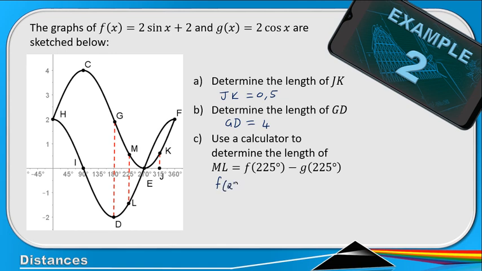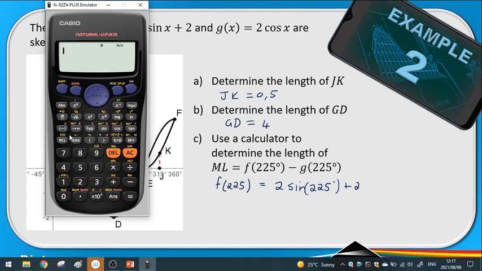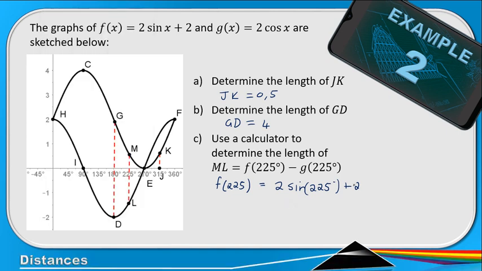So f of 225 is equal to, f's equation is 2 sin x plus 2, so 2 sin of 225 degrees plus 2. And then we're just going to type this into the calculator. So we have 2 sin of 225 plus 2, and that gives us, let's say about 4 decimal places to keep it accurate, 0,5858.